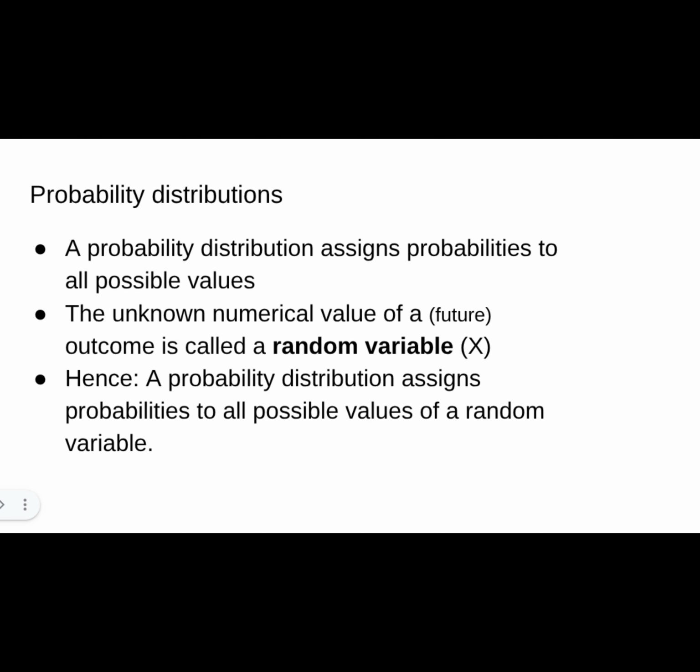The probability distribution gives the probabilities of every possible numerical value that could occur in a phenomenon that has different potential outcomes with different numerical values. The unknown numerical value of a future outcome is called a random variable, denoted as x. So using this term, we can say that a probability distribution gives the probabilities of all possible values that a random variable can take. Let's look at some examples to see what I'm saying.